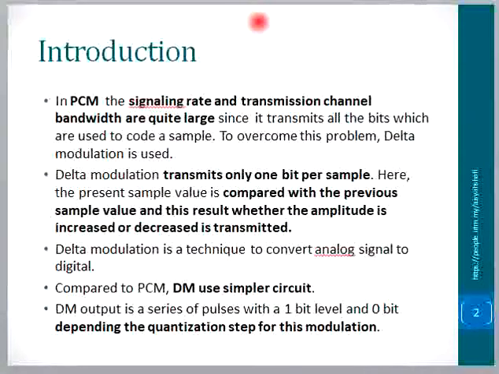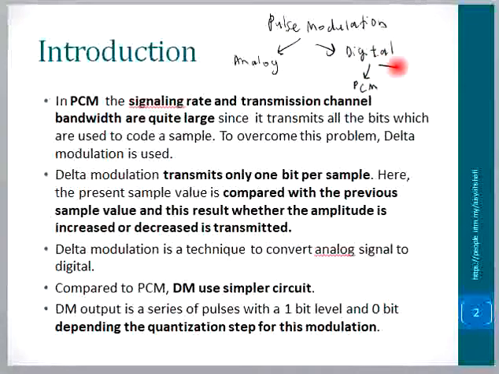For pulse modulation, you have analog and digital. Previously you have learned about PCM. So delta modulation is part of digital pulse modulation. In PCM, the signaling rate is large because the bandwidth is large, because it transmits all the bits. So for example, you have 0 1 0 0 1 1.